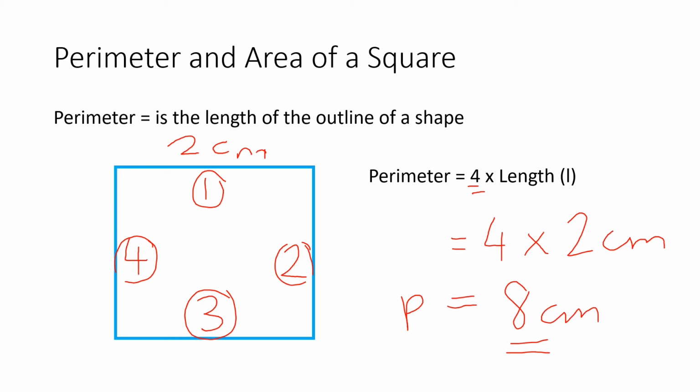But just to make it easier for us, we use the formula 4 multiplied by the length of one of the sides of the square. So in this example we used 2 centimeters, so 4 multiplied by 2 centimeters gives us 8 centimeters. And that's how easy it is to find the perimeter of a square.